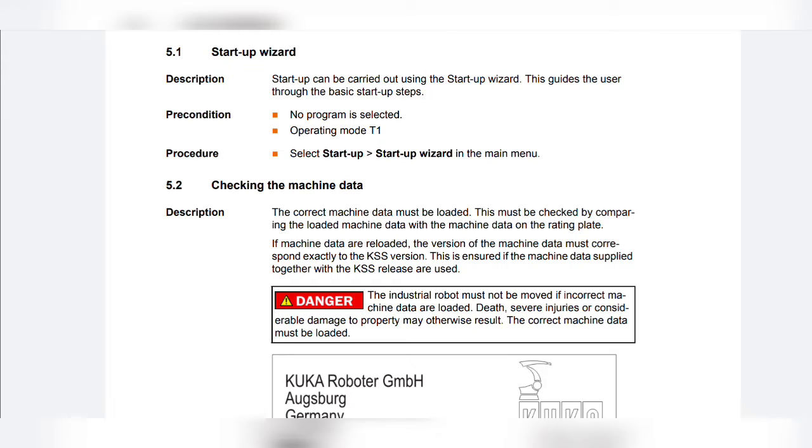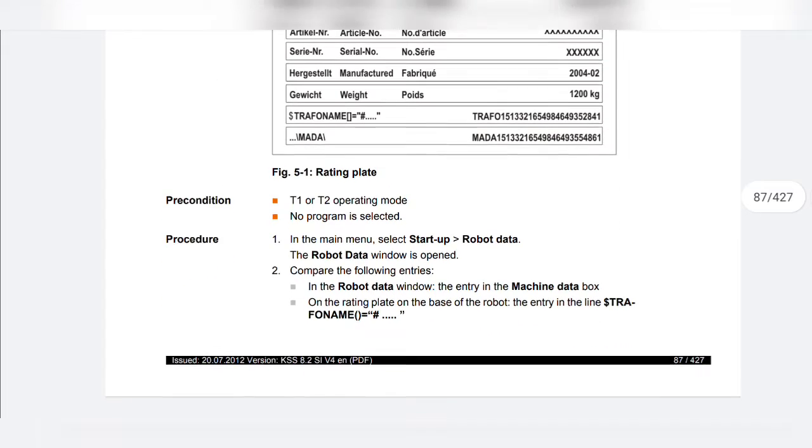The industrial robot must not be moved if incorrect machine data are loaded. Death, severe injuries or considerable damage to property may otherwise result. The correct machine data must be loaded. This is a rating plate.